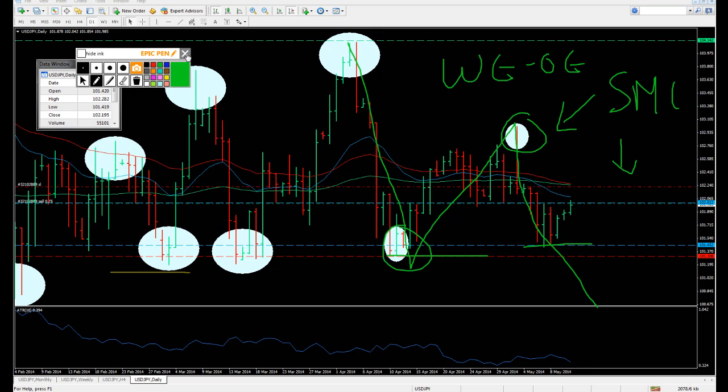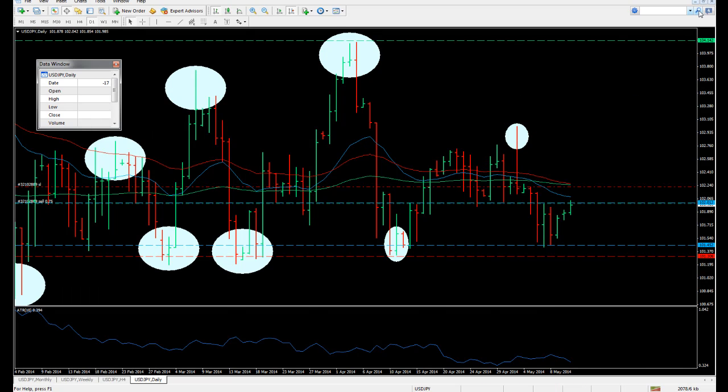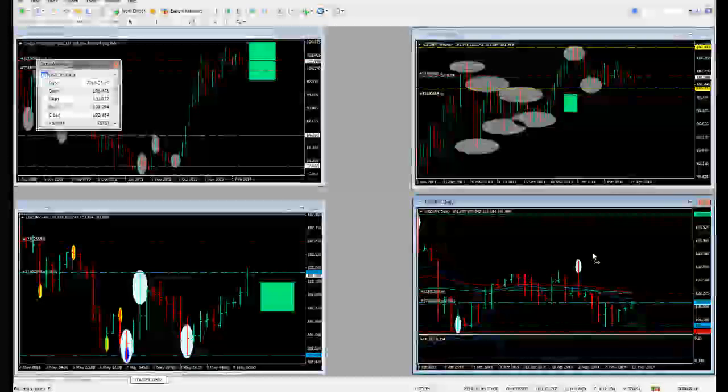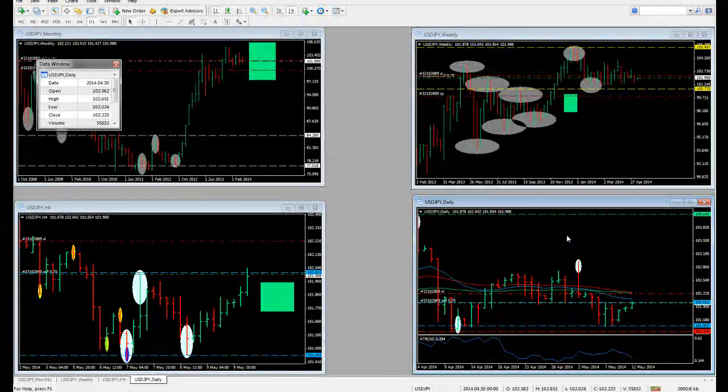Okay, so that's basically the levels that I wanted to go through with you on the three currency pairs for the week ahead. Do take note of these levels and incorporate them into your trading system and your trading plan.